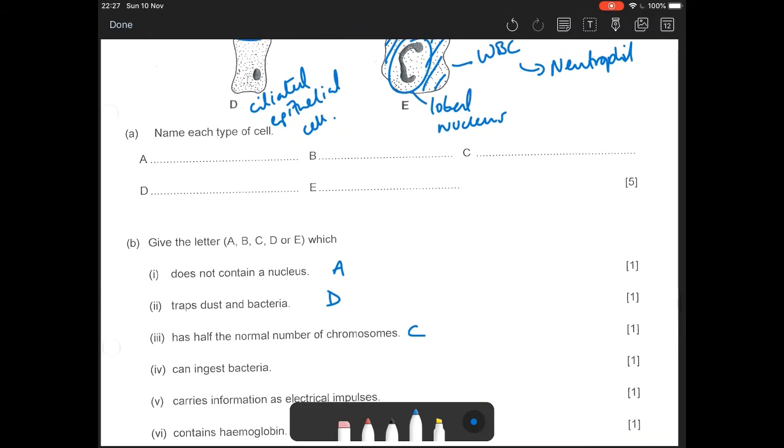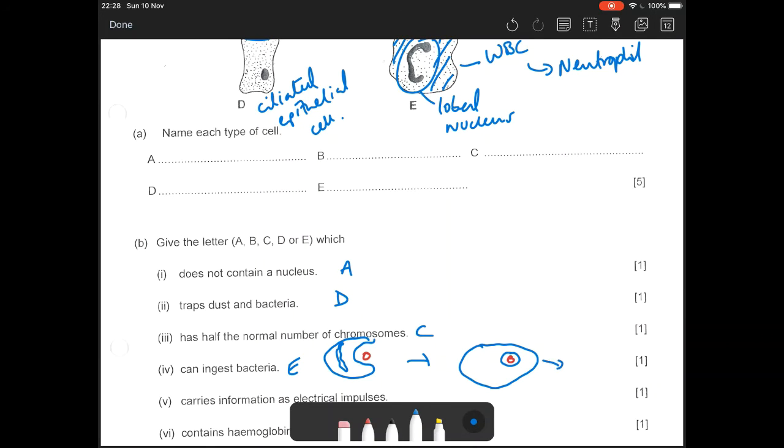Then over to this answer, can ingest bacteria. That's the white blood cells, that's the neutrophil up here. What it does is this bit in red here is our bacteria. What the neutrophil will do is it will sort of close around it. That's its nucleus there. It will engulf the bacteria within a little bubble, little vesicle, it's called. And then eventually what it will do is it will break down that bacteria and it will sort of spit out the remains of it. Okay. So it can ingest and destroy bacteria as part of our immune response.